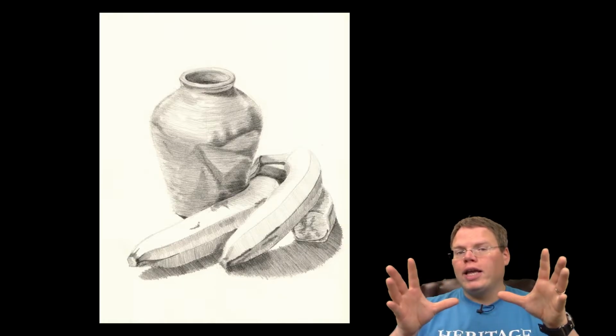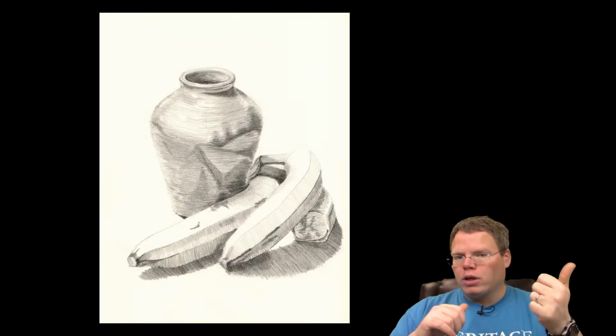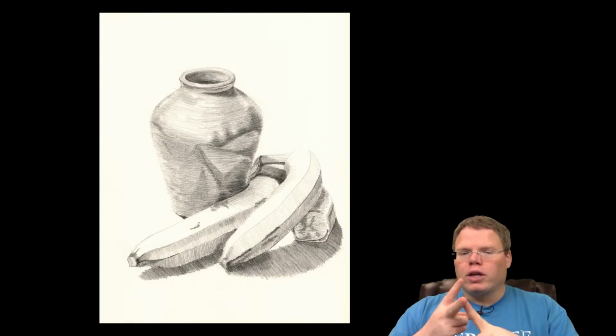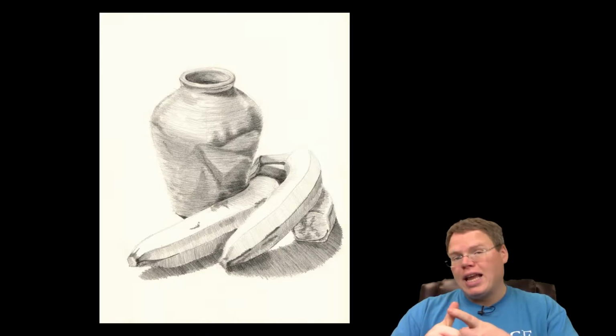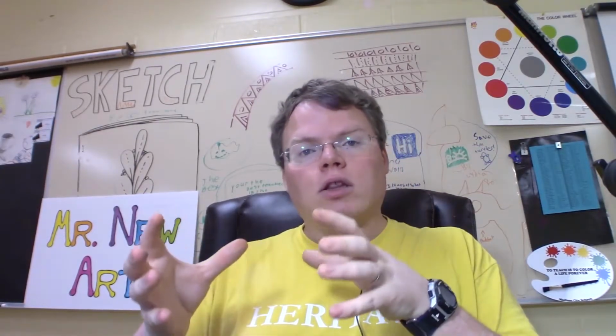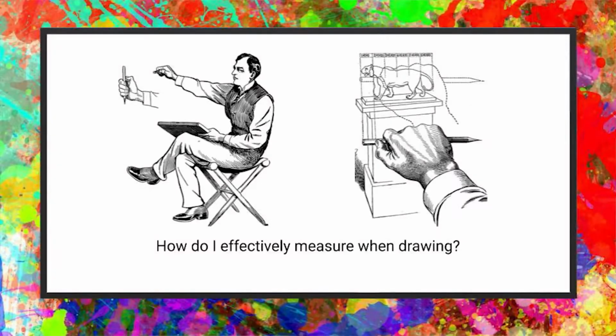Notice that these pictures use a wide range of values like we talked about in last week's video. They have light areas, dark areas, medium areas, really bright white areas, and really dark black areas. In both of these pictures, we see shapes that are accurate to the way they look in real life. How do we achieve that as an artist? We use our pencil and our thumb to measure.